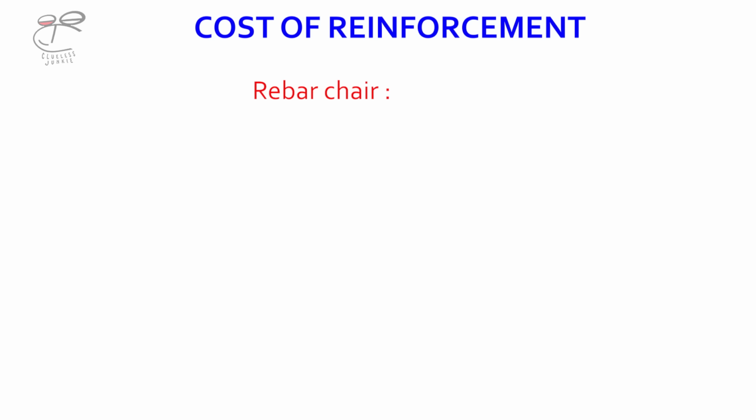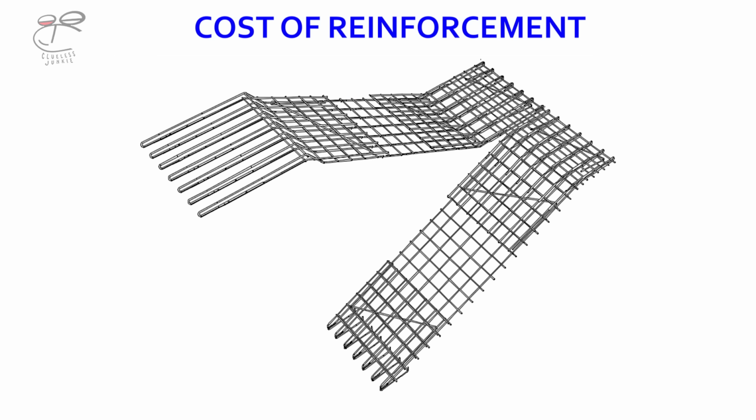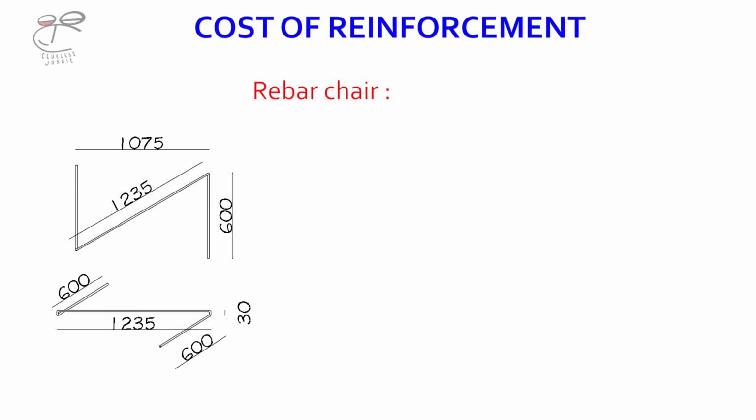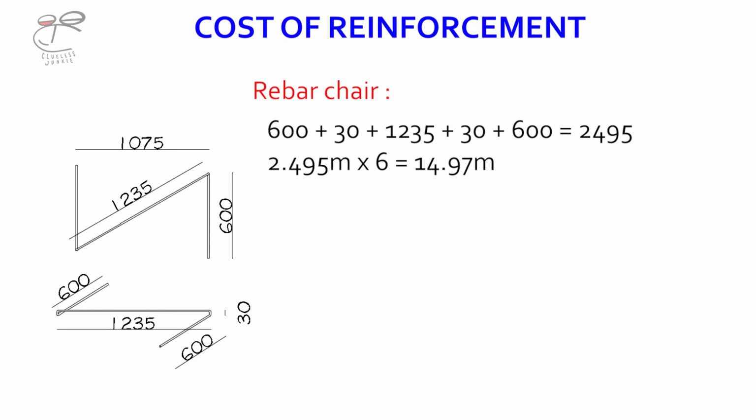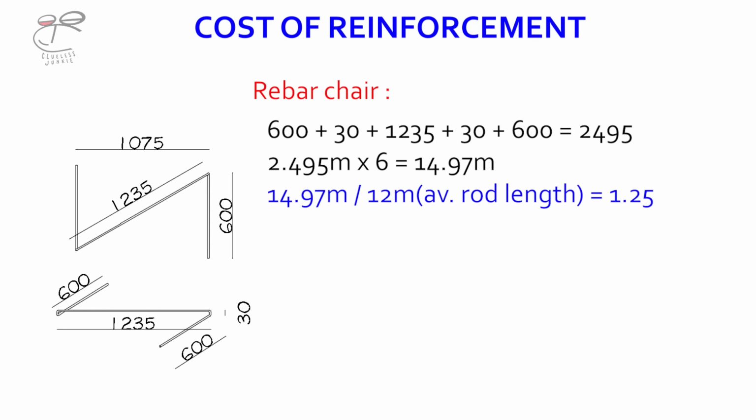Then we'll move on to the rebar chair. We add the values of that. These details are actually gotten from the bar bending schedule. To add these values up, that's 2.495 for each chair, and then 6 of them, that gives 14.97 meter. Divide 14.97 by 12 meter, which is the average length of rod, and that gives roughly 2 lengths of iron.